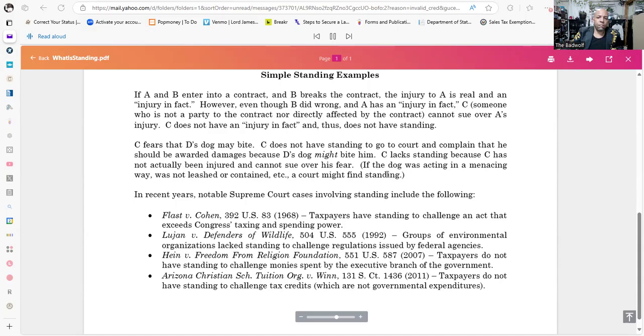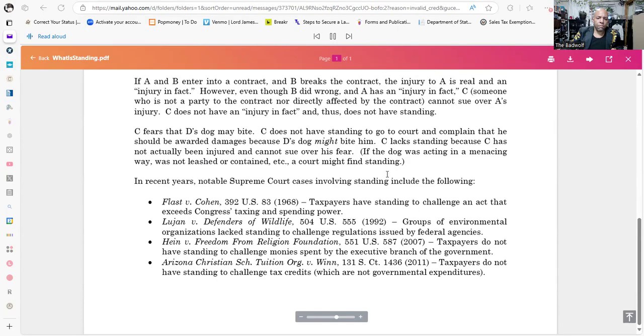In recent years, notable Supreme Court cases involving standing include the following. Flast v. Cohen, 392 U.S. 83, 1968. Taxpayers have standing to challenge an act that exceeds Congress's taxing and spending power. Lujan v. Defenders of Wildlife.